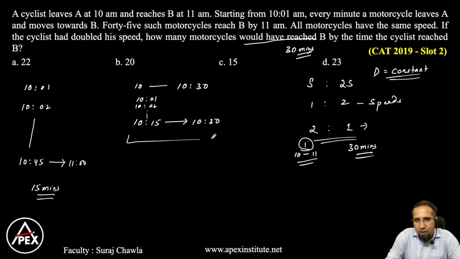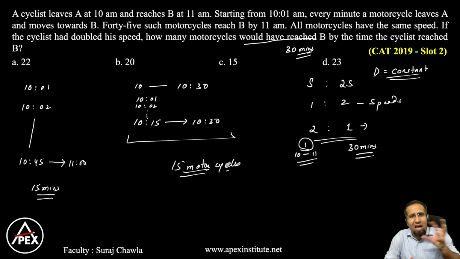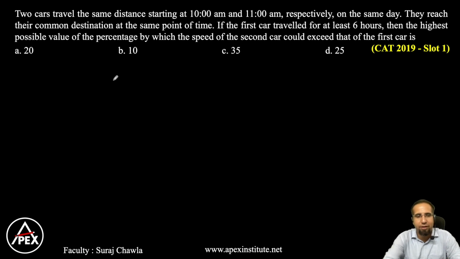That means how many motorcycles am I meeting? I'm meeting 15 motorcycles. Clear? 15 motorcycles in half the time that I was taking earlier because my speed has doubled, and therefore the answer here becomes option C, that is 50. Right? Let's look at the next question.